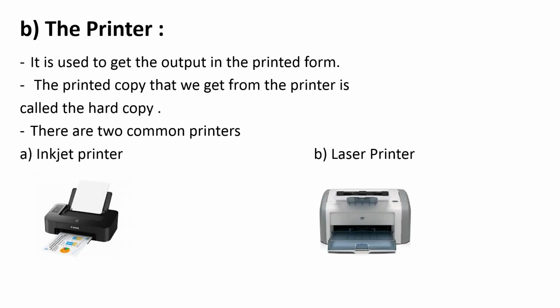Now, the second output device that we are going to study is the printer. Printer is used to get the output in printed form. The printed copy that we get from the printer is called hard copy. Since we can hold the printed copy in our hands, that's why it is called hard copy. And the output that we receive on the computer monitor is called soft copy.